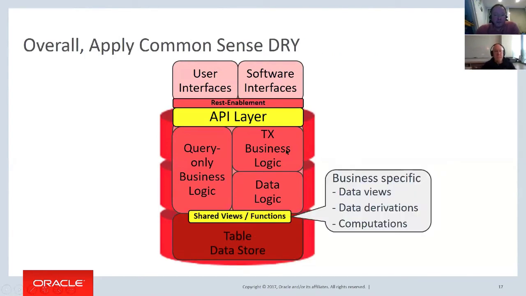Now, of course, inside your transactional business logic or your query-only business logic, you might have things that you code more than once. And coding more than once is always a bad thing. So you have to apply common sense DRY across this whole thing. Whenever you see you can push something down inside a shared view, or push some procedural logic down into a function or a procedure, please do so and make sure that logic is only visible or programmed at one place.